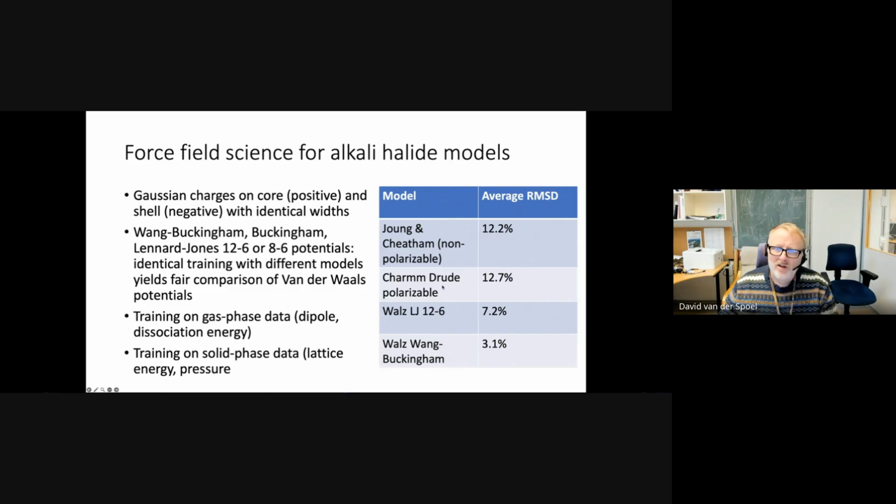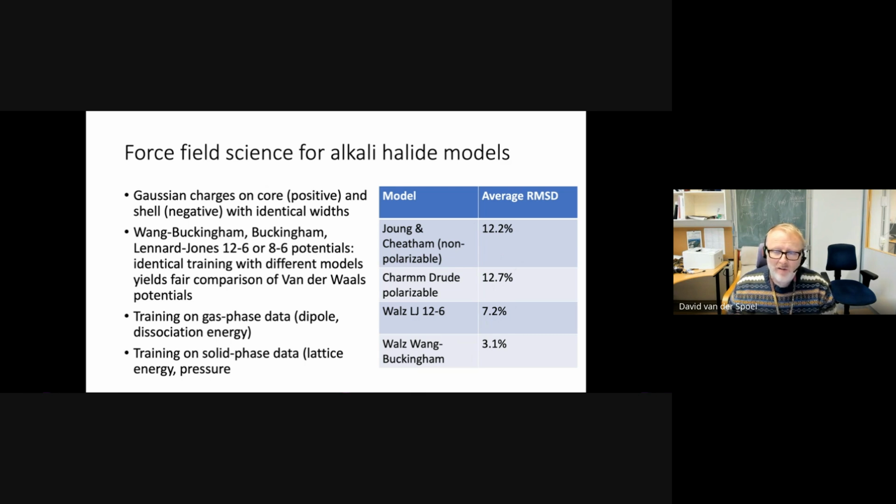we can see that the average deviation, root mean square deviation in percent, because we have different properties that we are comparing, for published models was around 12%. If we train everything ourselves to a 12.6 Lennard-Jones potential, the average RMSD was 7%. And if we use this Buckingham variant, which is like a potential with 3 parameters, the error drops to 3%. And the other two, Buckingham and H6, are like in between.